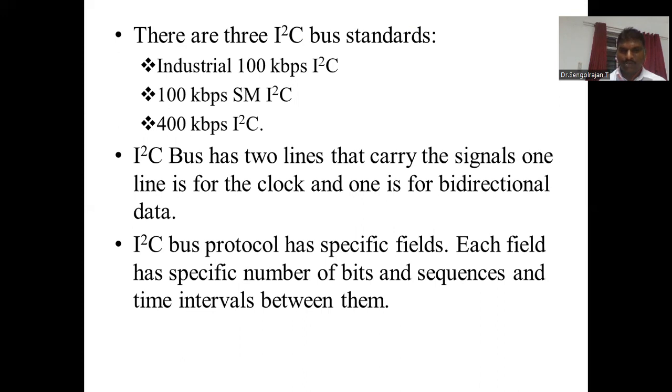Each I2C bus has two lines which carry the signals. One line will carry the clock signal and the other one will carry the bidirectional data. It has specific fields. Each field will have a number of bits as well as a sequence and the time intervals between them.